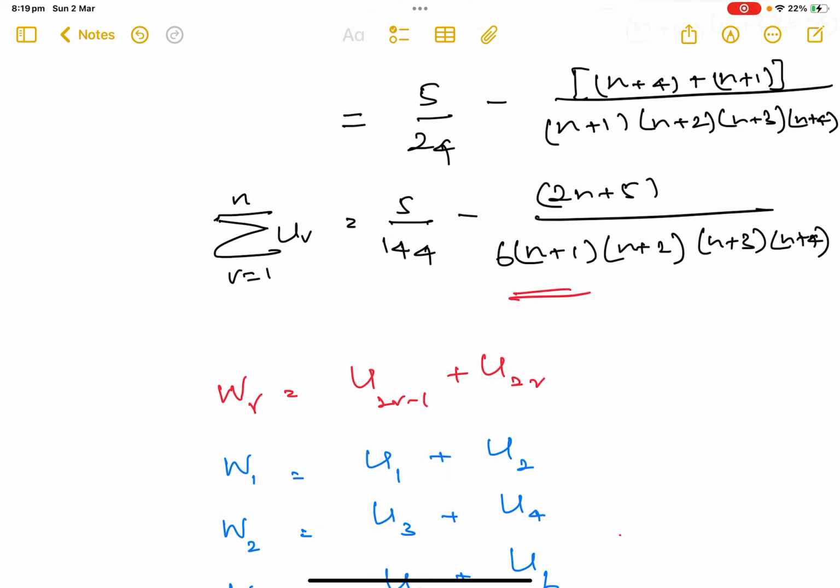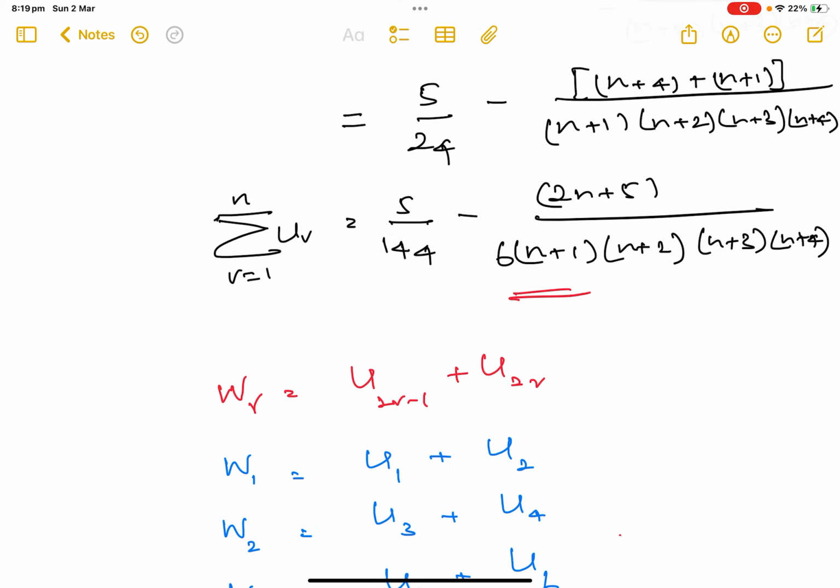So sigma, or sum of r from 1 to n, the left-hand side is still the same, 5 over 144, because of a cross multiplication of 6. So this one is 24 times 6. And here 6 as well. Yes, cross multiplication. The numerator, n plus 4 plus n plus 1, that is 2n plus 5, and divided by 6 times n plus 1, n plus 2, n plus 3, n plus 4. That is what we have been asked to prove.